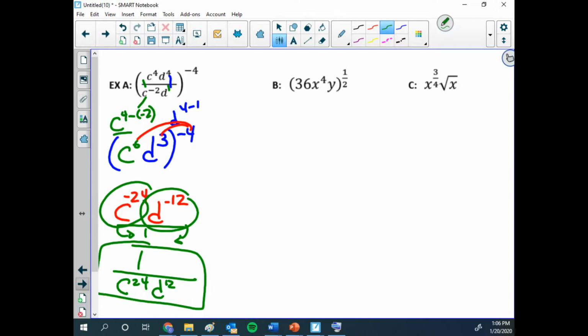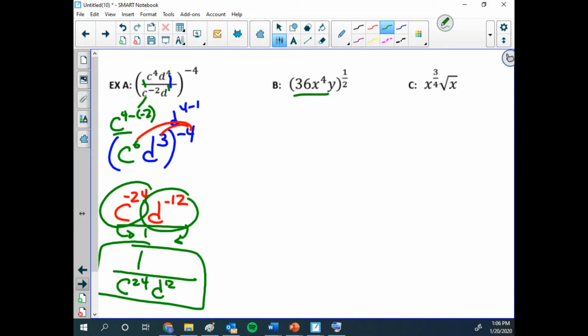So next one, 36 x to the 4 y all to the power of 1/2. Is there anything I can simplify inside? Could I simplify anything in here? No? So that's already done for me. Like maybe there was something else, but I don't need to do anything there.